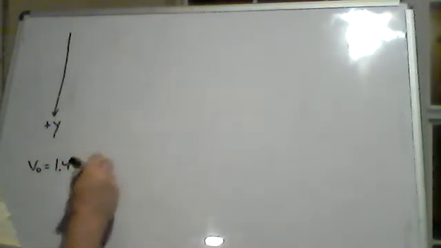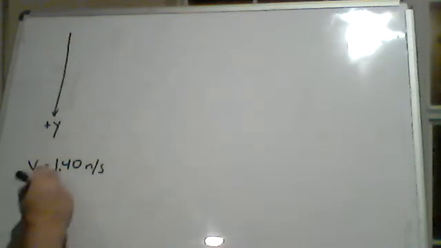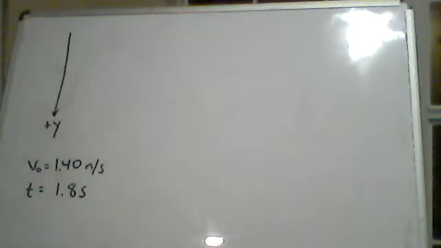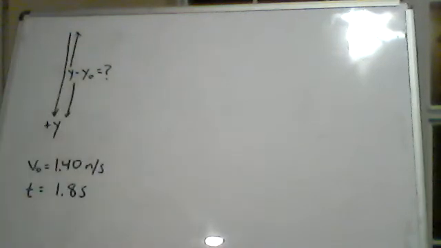All right? And so now what do I know? Again, that may seem weird at first, but why pick a coordinate system that's just difficult for us? Why pick something that's going to have extra negative signs floating around? Let's not do that to ourselves. So what I know is v naught is 1.40 meters per second, and the time of fall is 1.8 seconds. What I don't know, what I'm being asked, is y minus y naught. And I could call y naught 0 for convenience. It doesn't really matter.